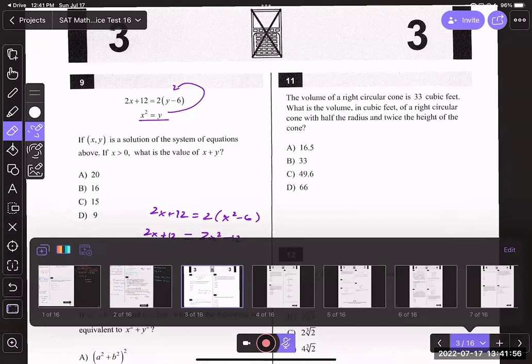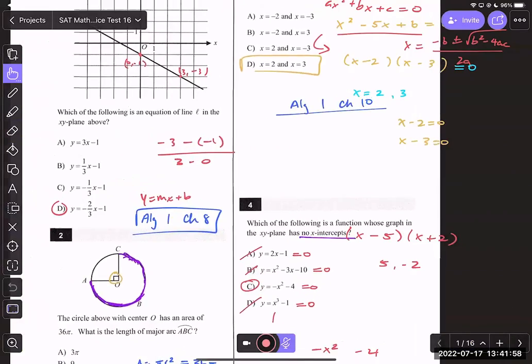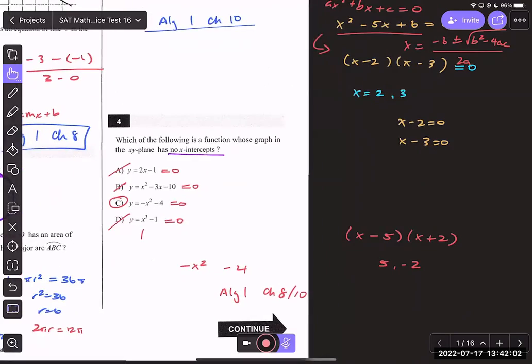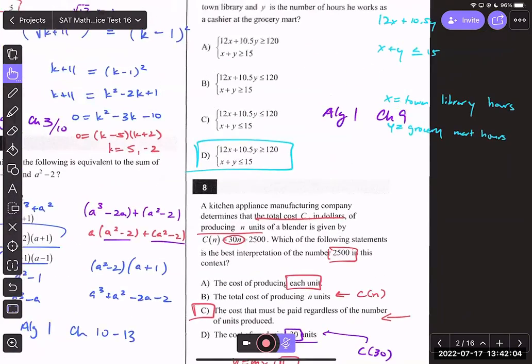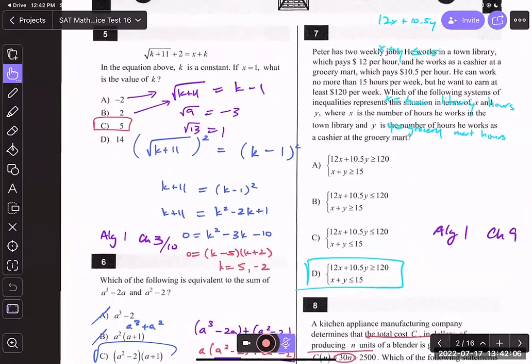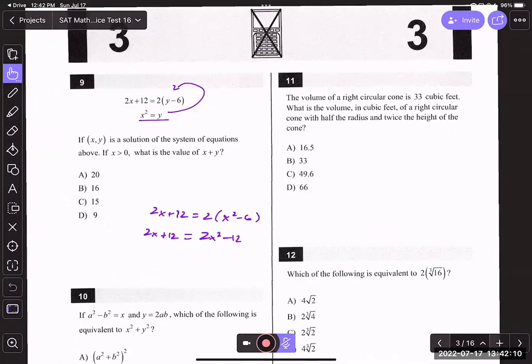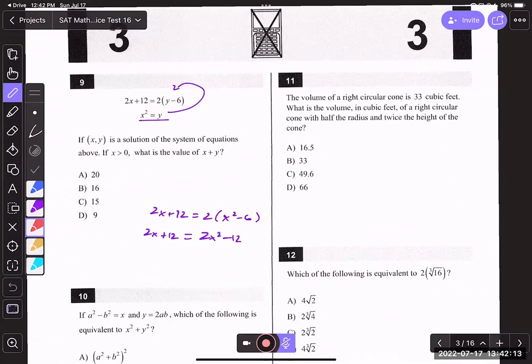We've actually seen this already here today. We've seen this in problem number 3 and problem number 4. This is a quadratic. And the reason why we know this is a quadratic is because we have a square term right here. This is something that you'll learn in Algebra 1, Chapter 10.